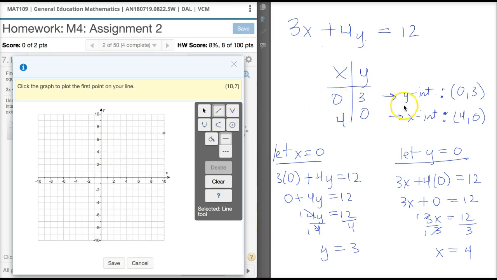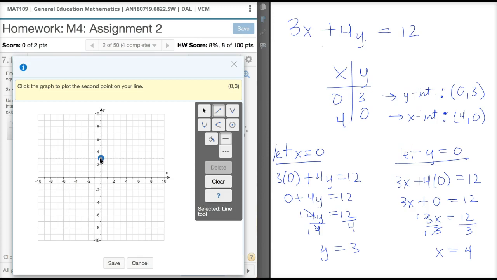And what we want to do is plot the points (0, 3) and (4, 0). So we're going to do (0, 3) first. We come here, we plot it, we start here at (0, 0), and (0, 3) says we go no units in the x direction, but 3 up in the y direction, okay?